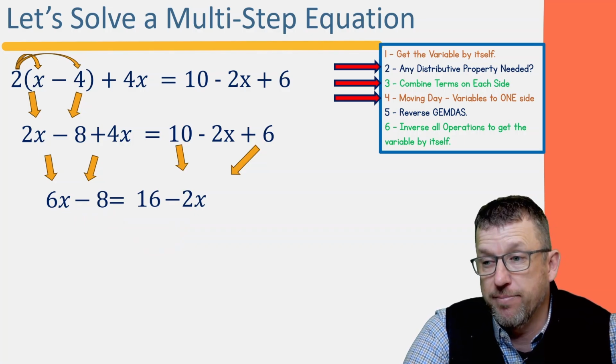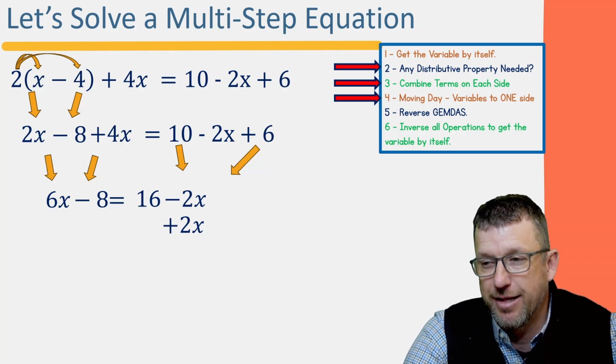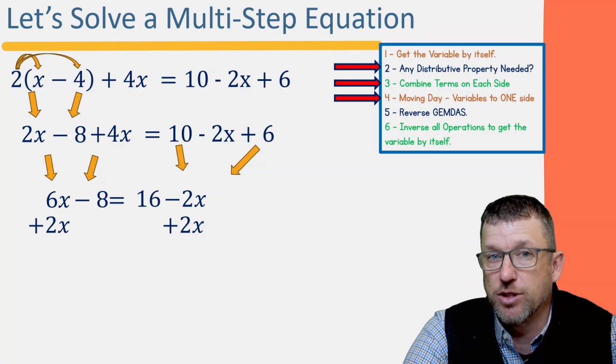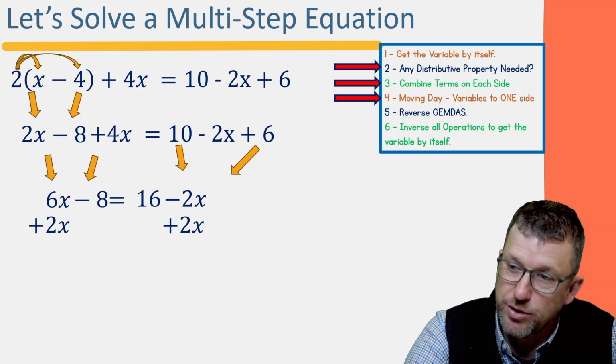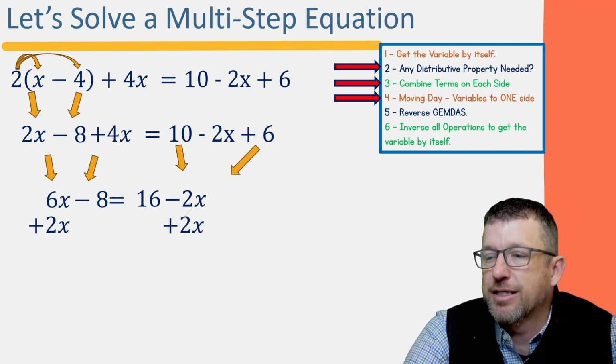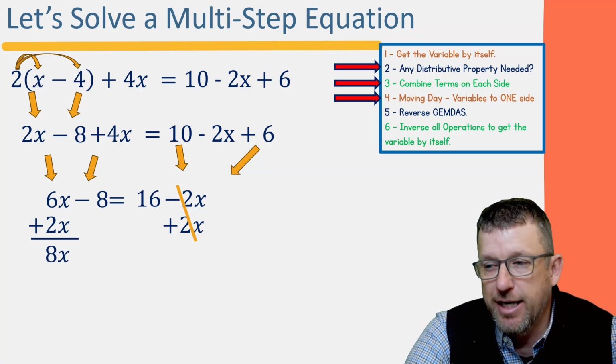Okay, it's minus 2x, so I'm going to go ahead and add 2x because that cancels it out. That gets rid of it. But it also moves it to the other side because what I do to one side, I have to do to the other. Okay, now, negative 2x plus 2x gets canceled out because that equals 0. And on the other side, 6x plus 2x equals 8x.